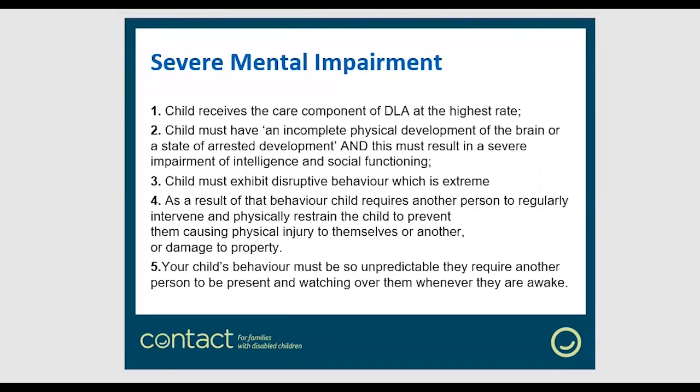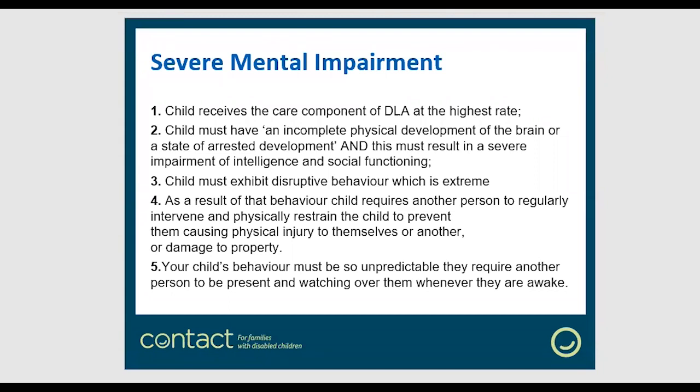The first thing to say is that this isn't a single test. To qualify on the grounds of severe mental impairment, you have to meet a number of different tests. We break it down into 5 tests that your child must meet. One of the things you have to be clear about is that in order to qualify, your child must meet each and every one of these tests. It's not enough for your child to meet 90% of the tests or even 95% of the tests. If there's a single one of these tests that they don't meet, they're simply not going to qualify on the basis of the severe mental impairment rules.